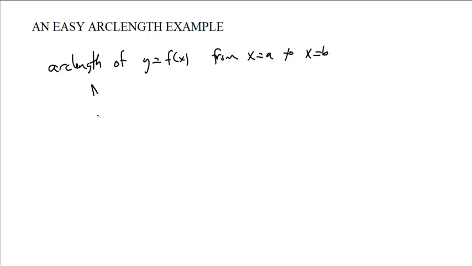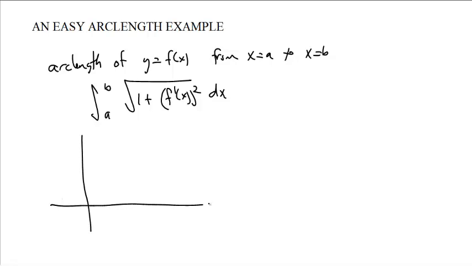Okay, in the last video we computed that the arc length of the curve y equals f of x from x equals a to x equals b was the integral from a to b of the square root of 1 plus the derivative f prime of x squared dx. Let's check. Let's do an easy example.